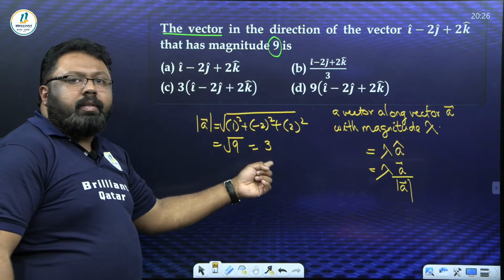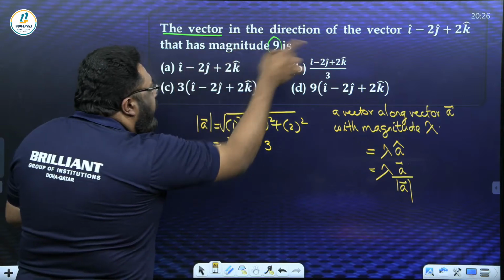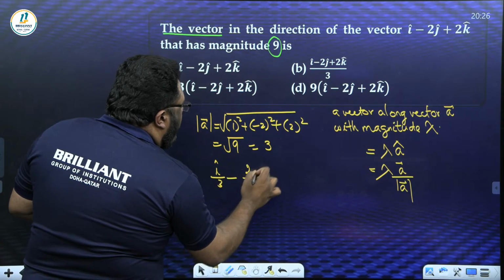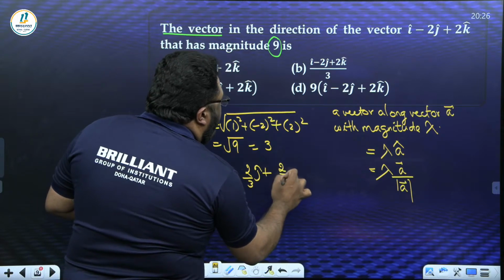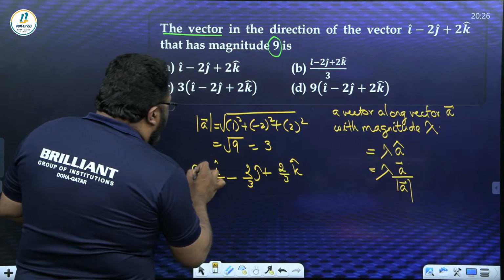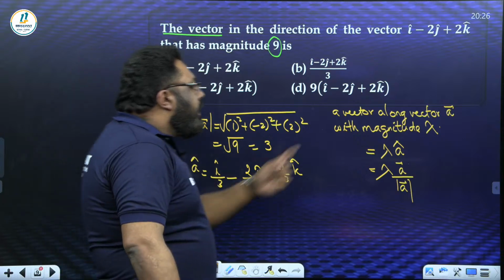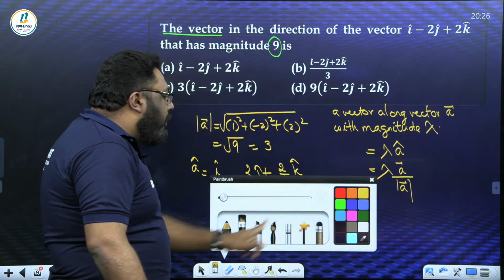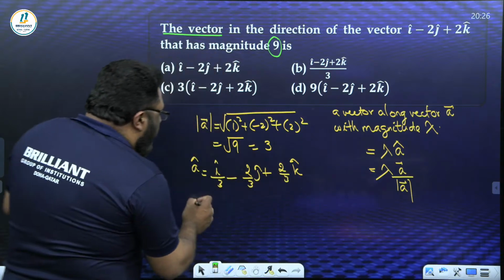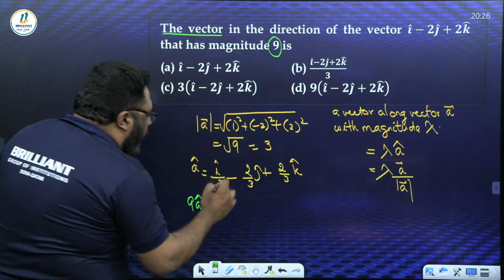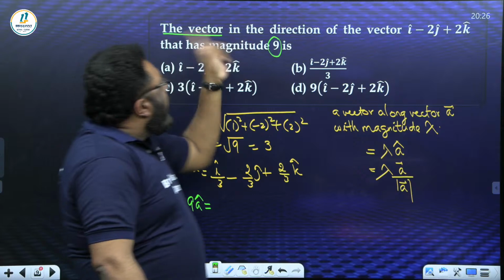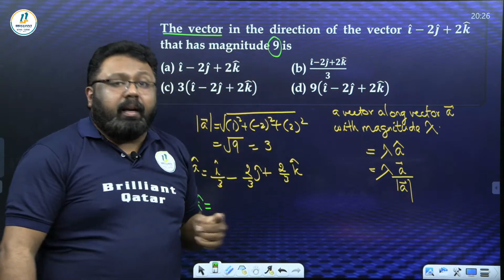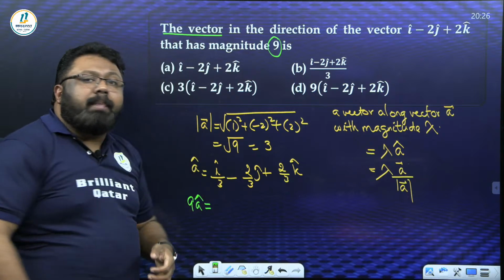Magnitude is 3. So divide by 3 there. So i divided by 3 minus 2 by 3 j plus 2 by 3 k is my unit vector. But along with the unit vector, I must multiply lambda, which is the magnitude. Here the given magnitude is 9. So 9 a cap would be a vector which goes in the direction of that vector, and it will have magnitude 9 because a cap has magnitude 1.